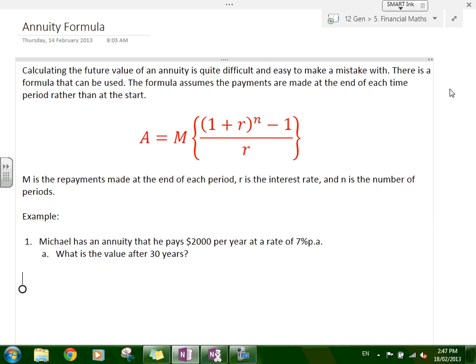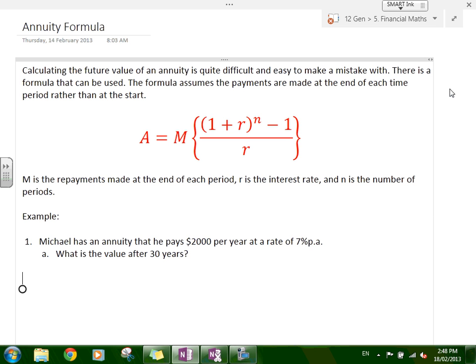So the formula is A, the future value, equals M, which is the regular repayment, times brackets 1 plus R to the power of N, minus 1, all over R. R is the rate as a decimal for that period. Whether it's a year or a month, R is the rate and N is the number of periods you're covering. So if it's 20 years, N would be 20. If it's 18 months, N is 18 and you find the monthly rate. That is the formula.